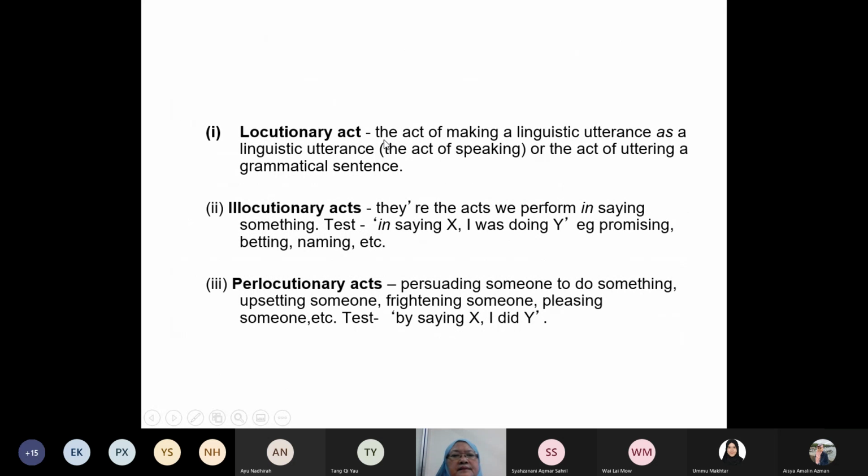In speech acts, there are three things that we distinguish. Number one is locutionary acts. So there are three things: locutionary, illocutionary, and perlocutionary. So the locutionary is the act of making a linguistic utterance as a linguistic utterance, the act of speaking, or the act of uttering a grammatical sentence. So basically, locutionary is just saying something, producing some sentence, some utterance. So that is in itself a locutionary act.